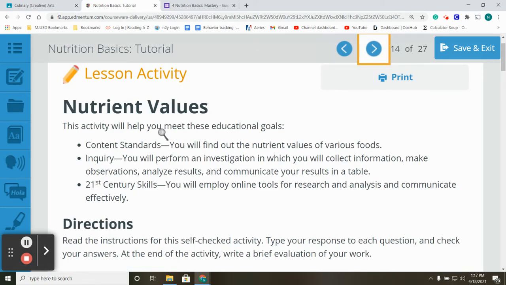Nutrient values. This activity will help you meet these educational goals. Content standards: you will find out the nutrient values of various foods. Inquiry: you will perform an investigation in which you will collect information, make observations, analyze results, and communicate your results in a table. 21st century skills: you will employ online tools for research and analysis and communicate effectively.